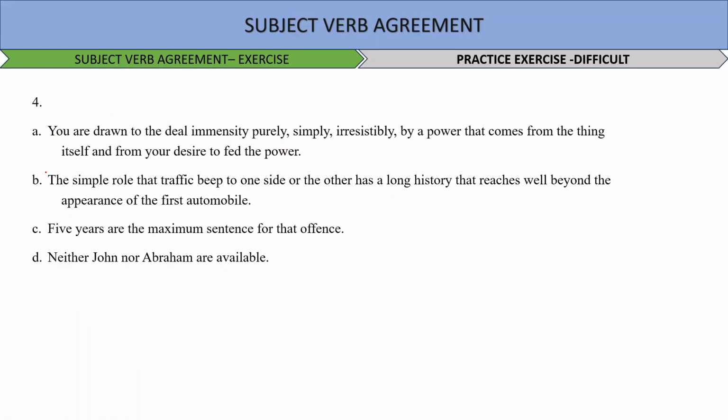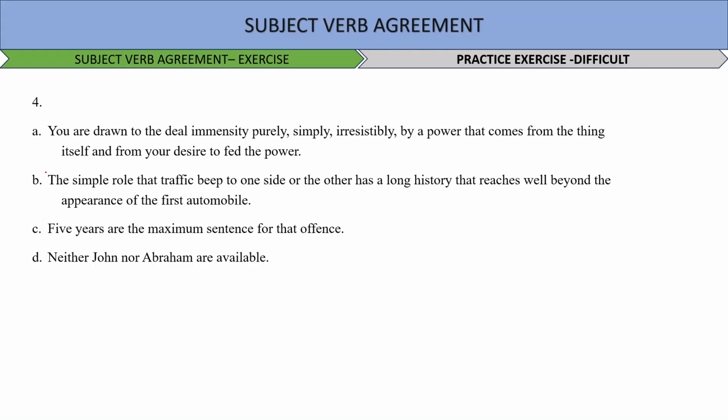This question says, you are drawn to the ideal immensity, purely, simply, irresistibly by a power that comes from the thing itself and from your desire to feel the power. Okay. I have got this habit of stopping at the part which already has an error, right? So the simple role that traffic beeps to one side or the other has a long history that reaches well beyond the appearance of the first automobile.